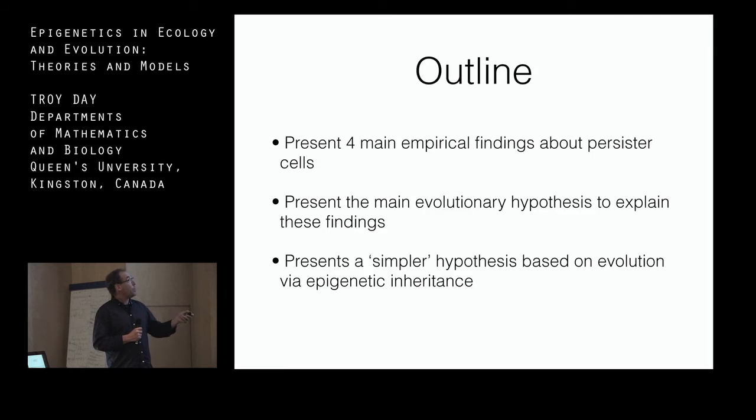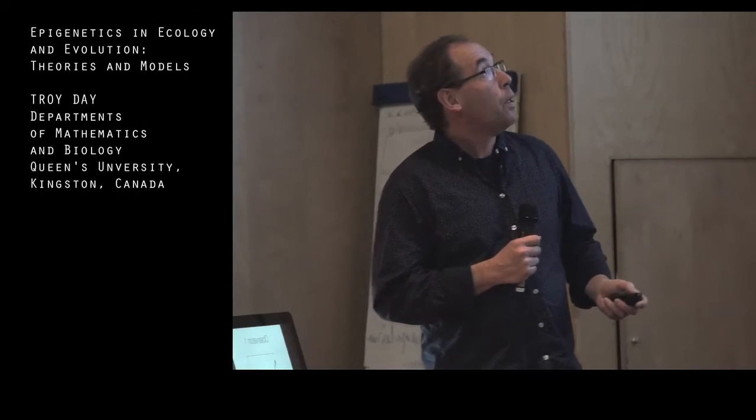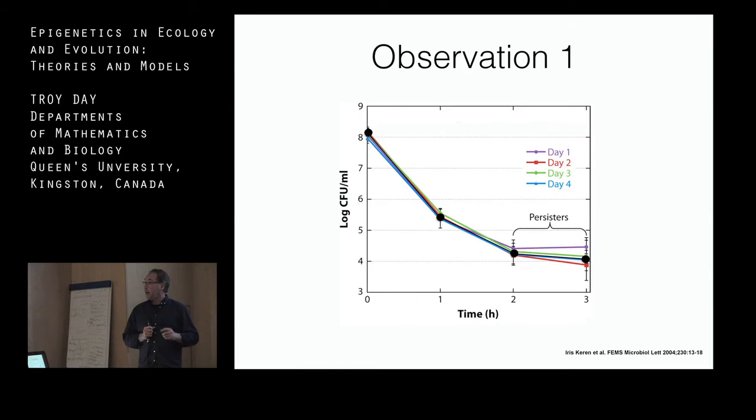And then I'll tell you a bit about what the main evolutionary hypothesis is that's been put forward to explain these patterns. And the main thing I want to do is this last part here, which is argue that maybe there's a simpler way to explain these results, and that has to do with evolution under non-genetic, or what I'll call epigenetic inheritance. So the first observation, the first empirical pattern is what I already showed you.